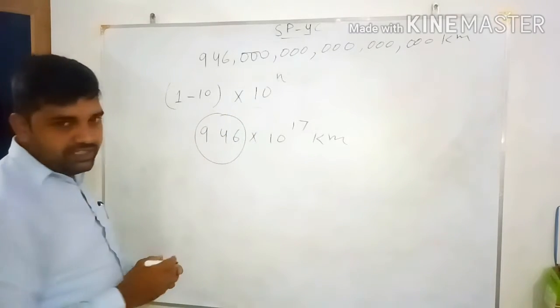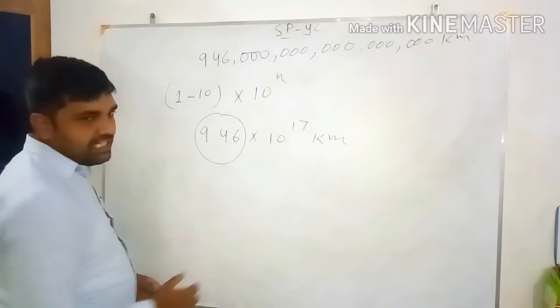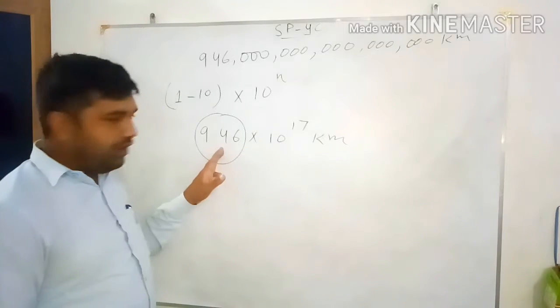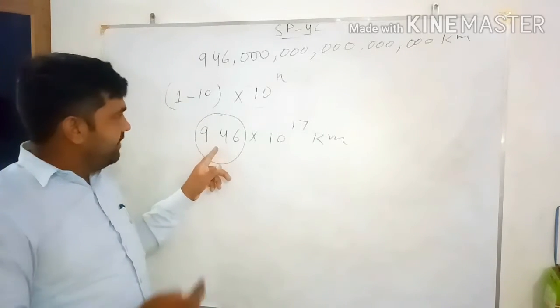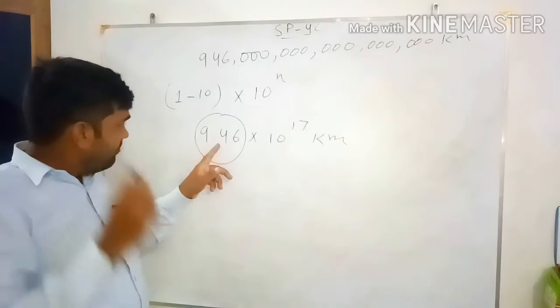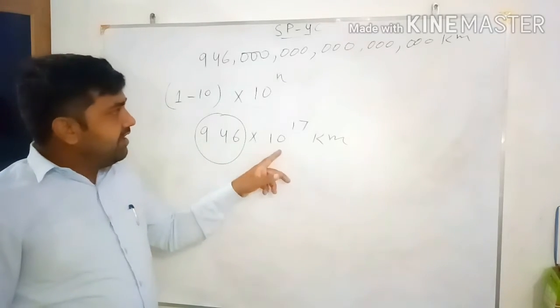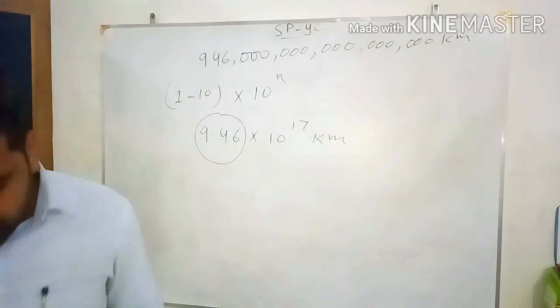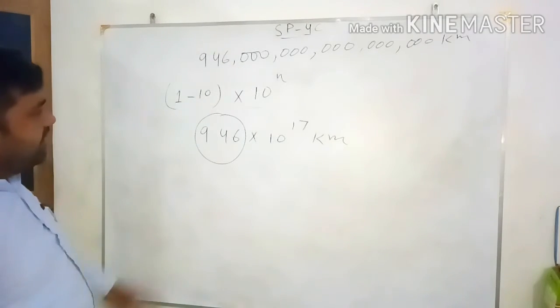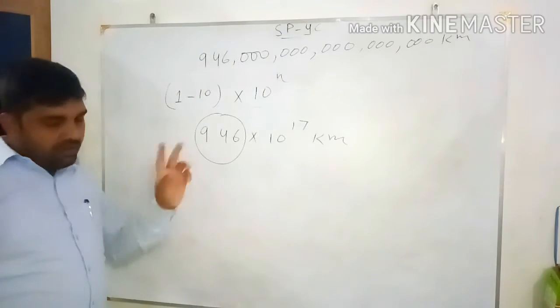That is the scientific notation, in which the number is expressed in the form of two factors. One is a number between 1 and 10, as you can see 9.46, its value is less than 10, and the other factor is a multiple of 10, that is 10 to the power 17. So the second factor is the power of 10 and the first factor is between 1 and 10.